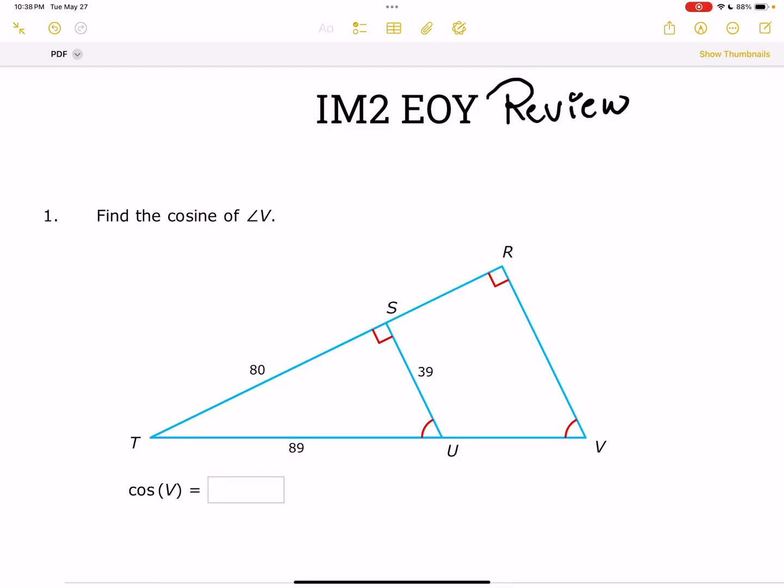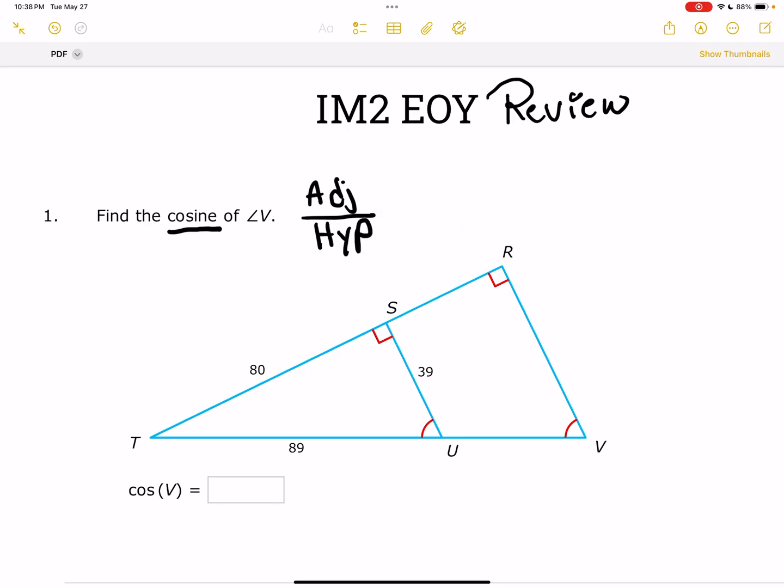All right, question number 1. Find the cosine of angle V. Before we forget, let's write down how to find the cosine of an angle. The cosine of an angle is the adjacent divided by the hypotenuse.